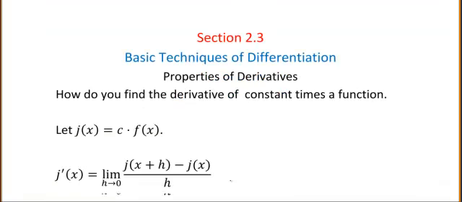So now let's consider this. Let's consider how do we determine the limit of a constant times a function. So let's let j of x be c, a constant c, times f of x.